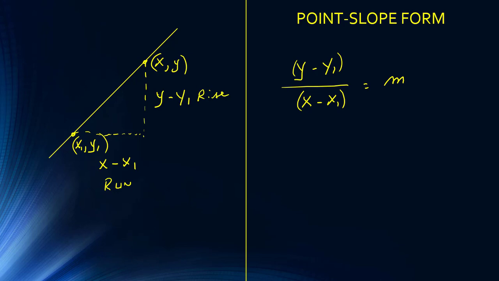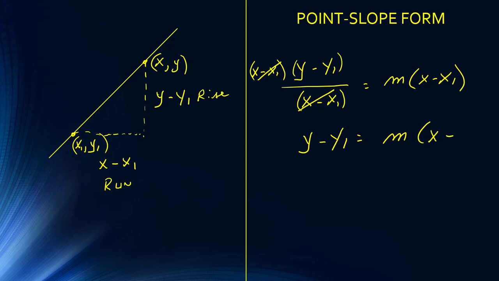If we multiply each side of this equation by x subtract x1, we get something that looks like this. This denominator and this numerator cancel out, and we're left with y subtract y1 equals m times (x minus x1). That is called the point-slope form of the equation. And we'll now use this to derive the other 2 forms of the equations that we specified in the introduction.